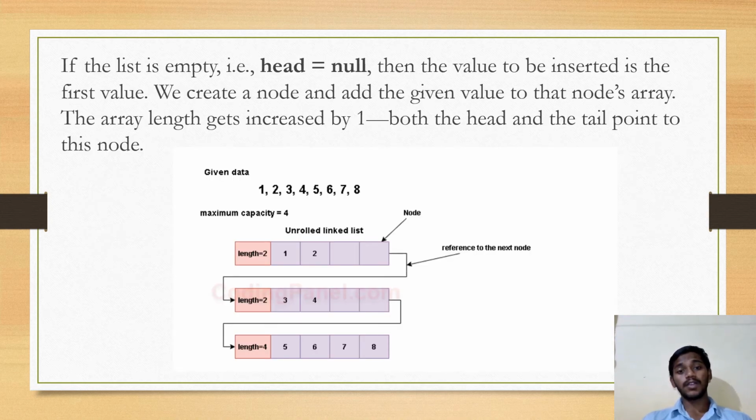If the list is empty, that is head is equal to null, then the value is to be inserted as the first value. We create a node and add the given value to the node's array. The array length gets increased by 1. Both the head and the tail point to this node.